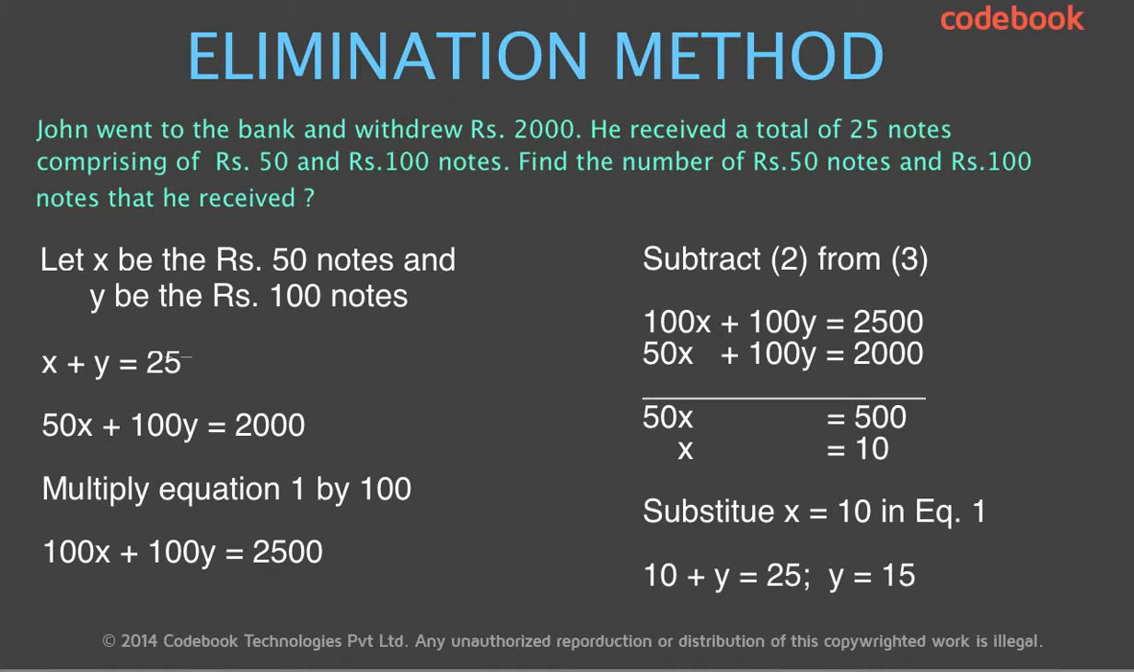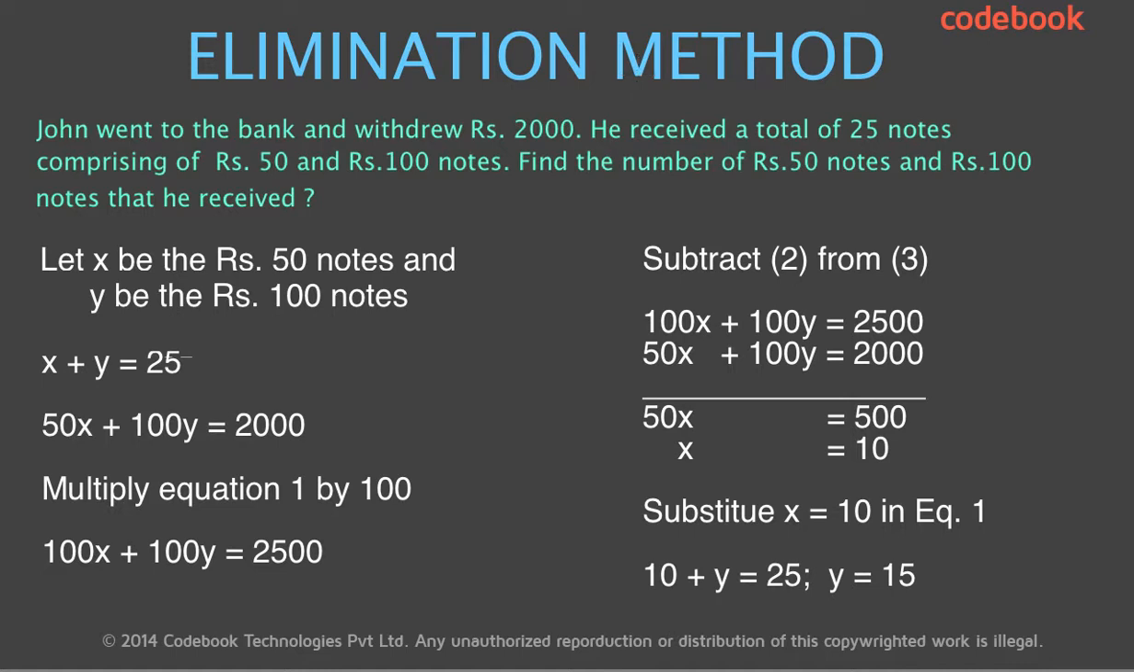The next algebraic method that we will look at is called the elimination method. So let's try to look at an example. John went to the bank and withdrew 2000 rupees, and he asked the cashier to give him only 50 rupee notes and 100 rupee notes, and he received a total of 25 notes. So we need to find out how many 50 rupee notes and 100 rupee notes John received.